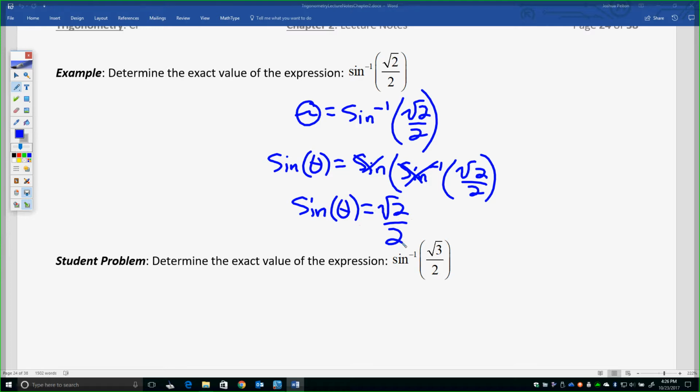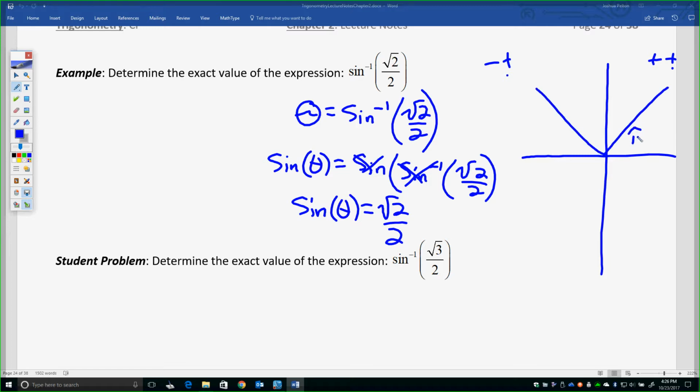Well, if I think about it, I draw the unit circle. Where is sine positive? Well, sine is positive in this quadrant, and sine is also positive in this quadrant. Okay, so where is it root 2 over 2? Well, it's root 2 over 2 here and here for pi over 4, and another pi over 4 here, which is really 3 pi over 4 if I went all the way over.